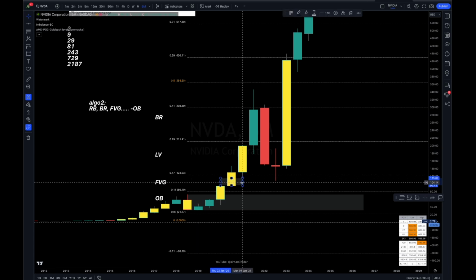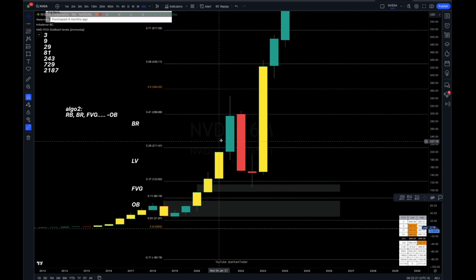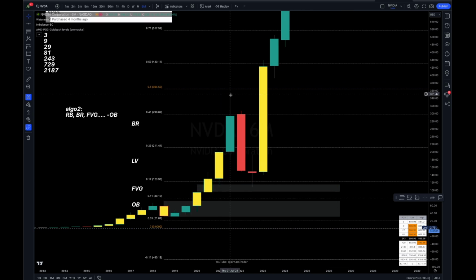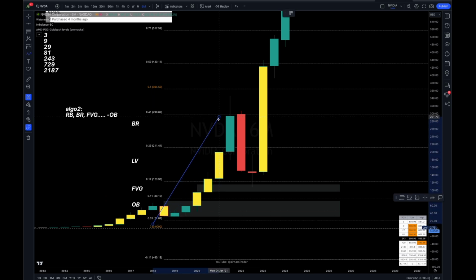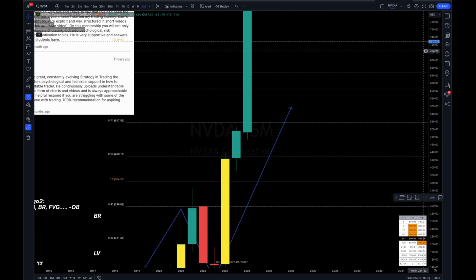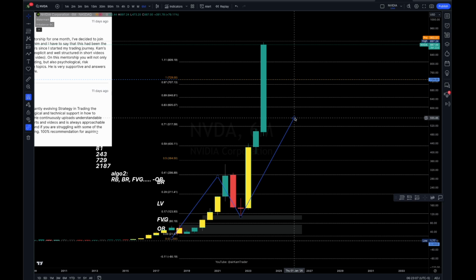There's your fair value gap. Where did we retrace from? If you ignore the wicks and just look at the bodies, see how the body respected the breaker level. This is the breaker. So we had, let's say, rejection block, breaker, fair value gap, and then price took off right through the high.